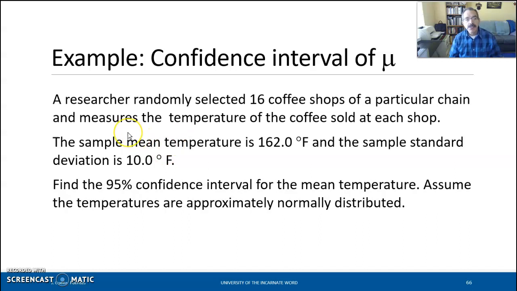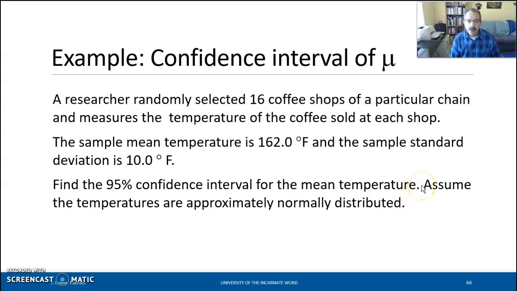In the first example, we have a researcher that randomly selected 16 coffee shops of a particular chain and measures the temperature of the coffee sold at each shop. From these 16 observations, he finds that the sample mean is 162 degrees Fahrenheit and the sample standard deviation is 10 degrees Fahrenheit. The researcher wants to find the 95% confidence interval for the mean temperature.